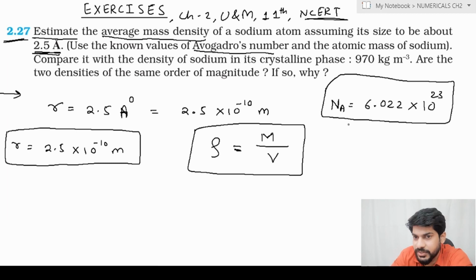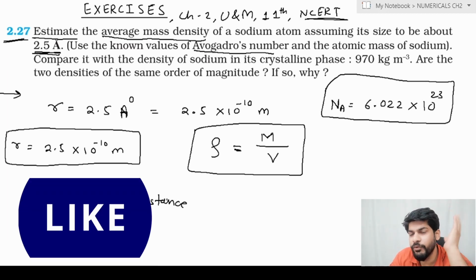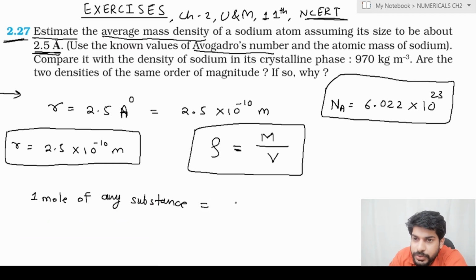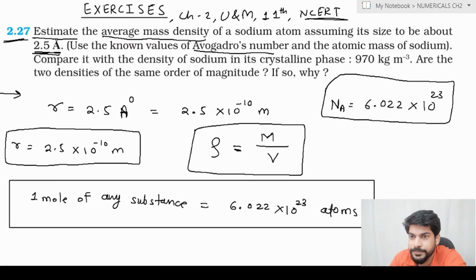When we say this, that means 1 mole of any substance, whatever may be the substance, it may be sodium, nitrogen, oxygen, gold, whatever you call it, 1 mole of any substance is equal to 6.022 into 10 raised to 23 atoms of that substance. 1 mole of any substance contains this many atoms. Let's highlight this. This is a very important relation over here.